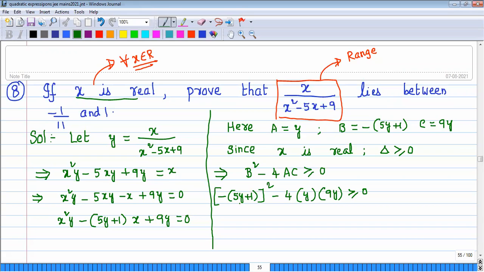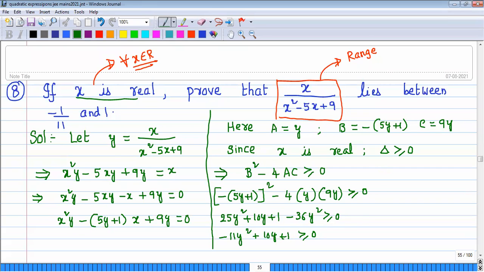So now it's nothing but a plus b whole square only. Even if we have the negative, the negative whole square becomes positive. So (5y plus 1) whole square becomes 25y square plus 10y plus 1, minus this will be 36y square, greater than or equal to 0. 4y into 9y is 36y square, into negative side, so negative 36y square. So in a very easy manner we can simplify: 25y square minus 36y square is minus 11y square, plus 10y plus 1 greater than or equal to 0.